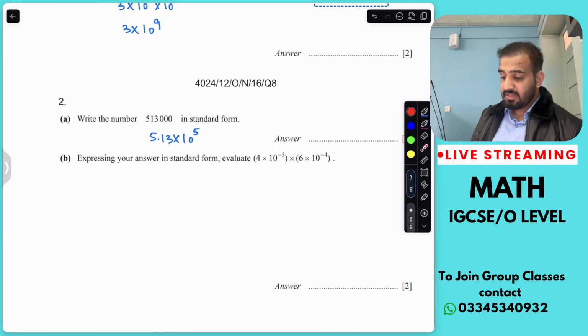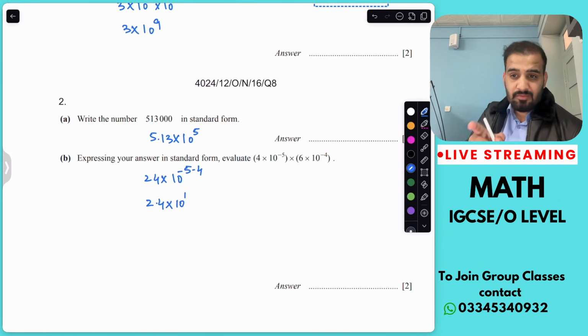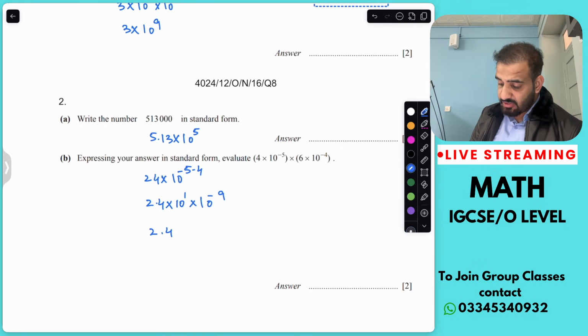It is so simple. 4 times 6 is 24. Then cross 10 raised to power -5 minus 4. You simply add both powers. So 24 further can be written as 2.4 cross 10 raised to power 1 because we are moving the decimal to the left. Then cross 10 raised to power 9 was already there. So 2.4 cross 10 raised to power 1 plus minus 9, that is -8.